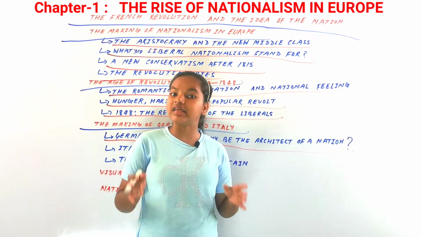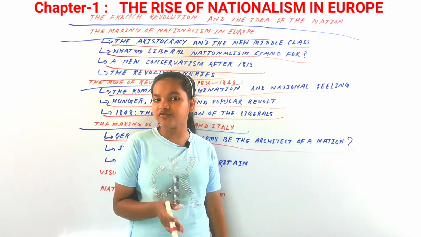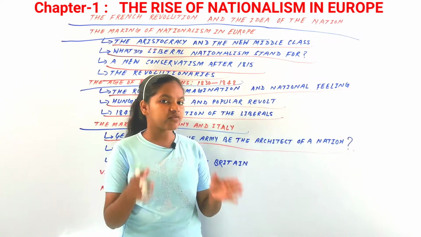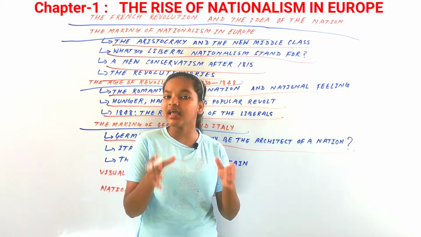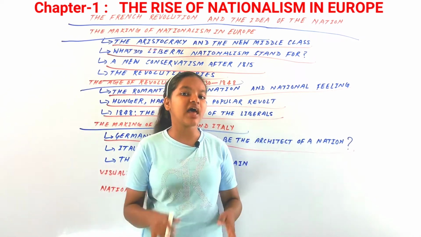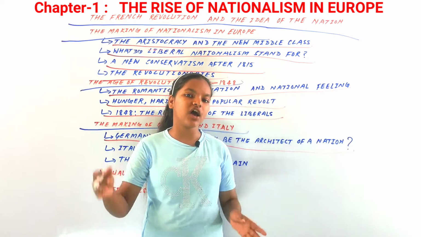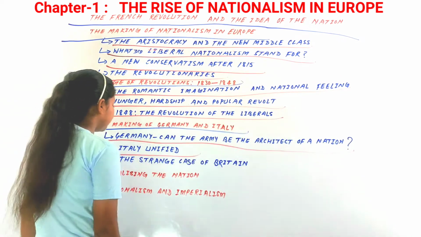And if you look at the date on which this King of Prussia, William I, was declared the King of Germany, it was in the month of January. On 18th January 1871 he was declared the King of Germany, officially and completely. So that is about the unification of Germany. Now our next subtopic is Italy unified.